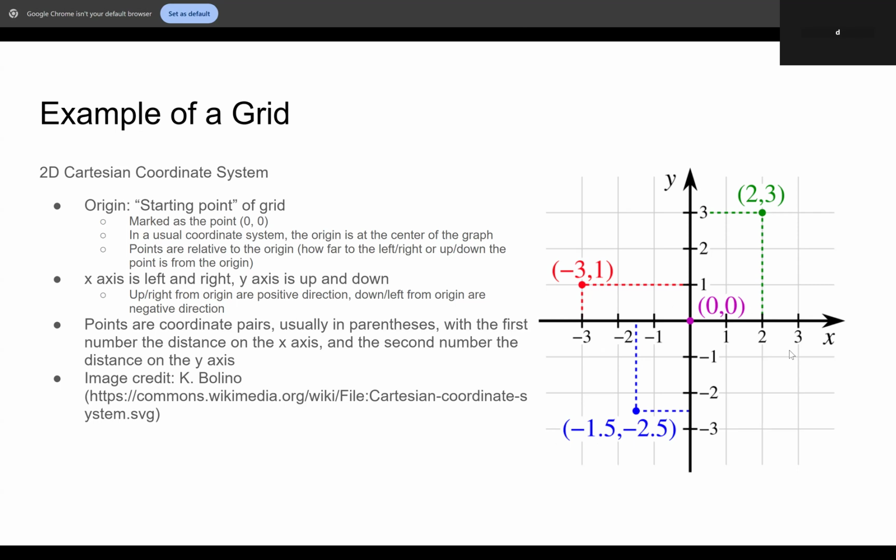Like we said, points are coordinate pairs, usually in parentheses, with the first number representing the distance on the x-axis, and the second number being the distance on the y-axis.